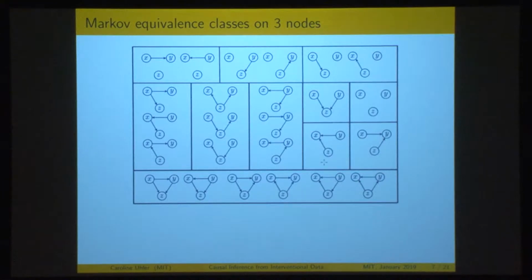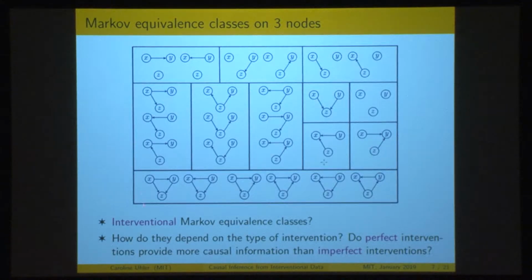Here, just as examples, these are all the equivalence classes on 3 nodes. For example, if you just have observational data, I cannot tell if x causes y or y causes x. I just get that they're correlated. I really need to do an intervention on these nodes. And so obviously there are all these questions: now that I have interventional data, identifiability increases, but how much more? What are the equivalence classes when I have, for example, an intervention on x? How do these interventional equivalence classes change? How do these break up?